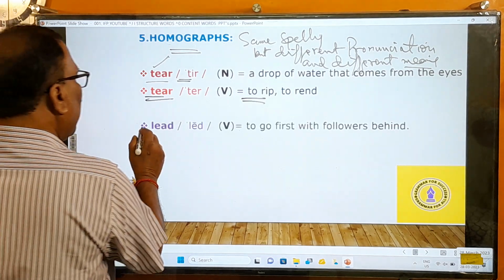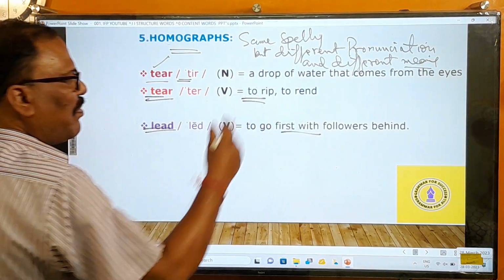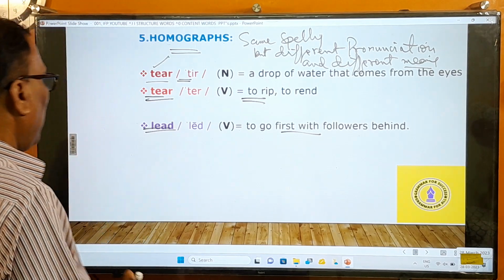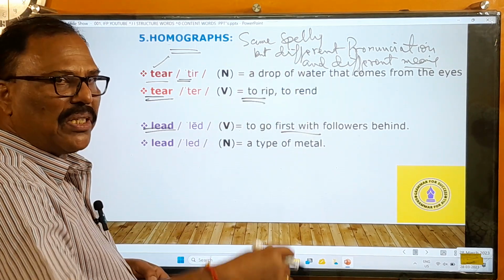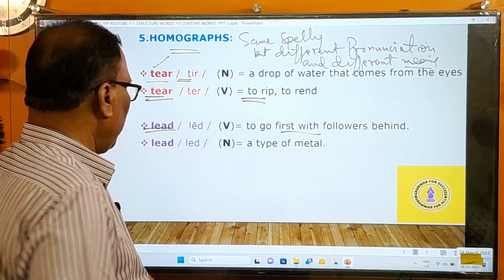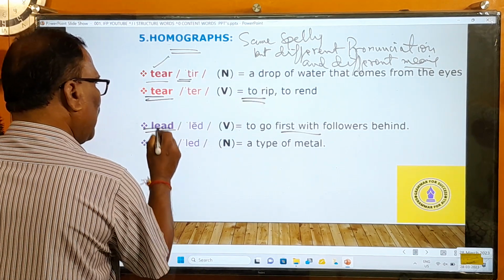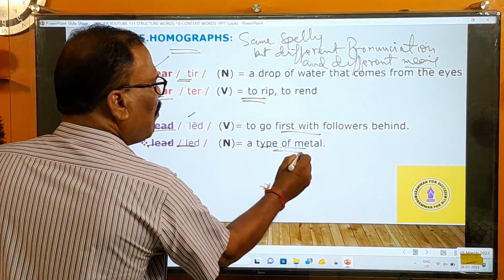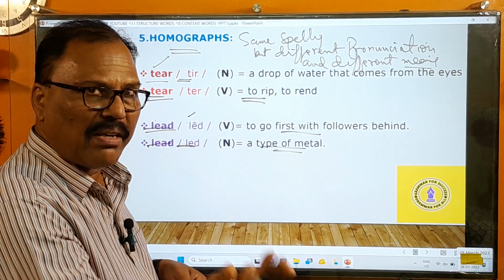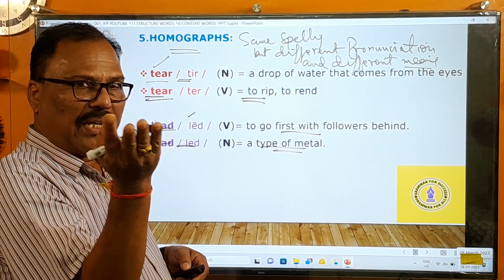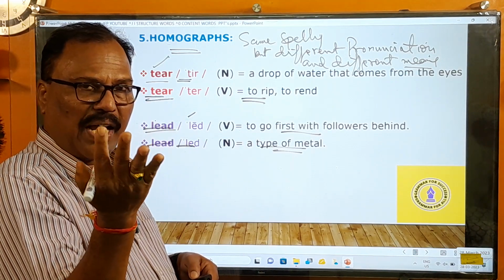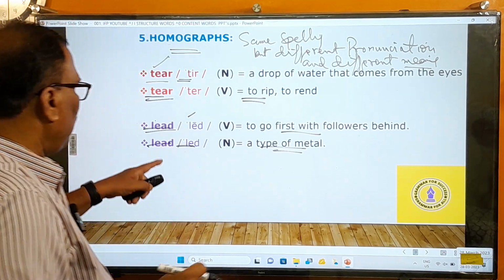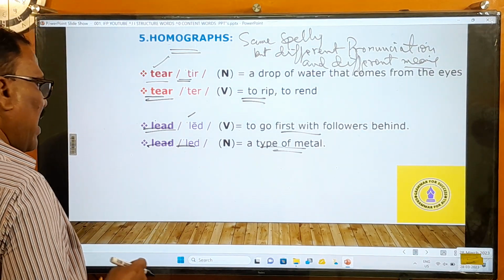And here lead is there. Lead means going forward when followers are coming behind, okay? And lead, who is leading this camp, who is leading this team? Lead. And lead is also there. Lead, this is lead. See, this is lead, this is lead. Type of metal, lead is very heavy. Have you ever, you can say, taken a piece of lead into your hands and seen? It will be heavy. Lead is very heavy.